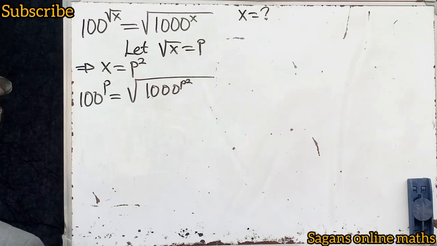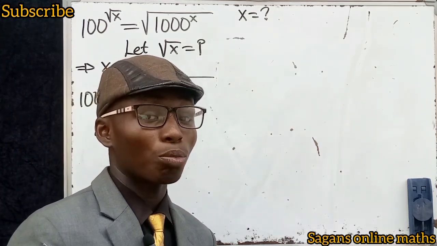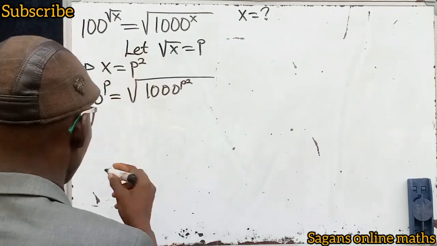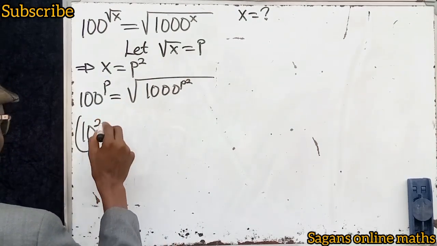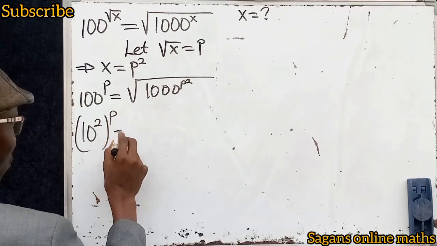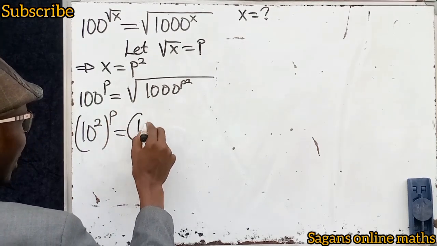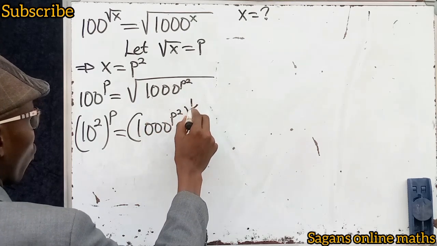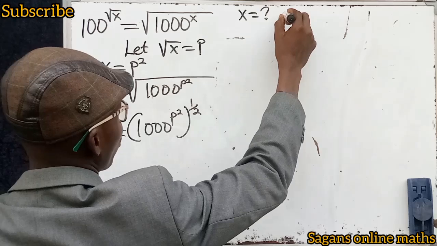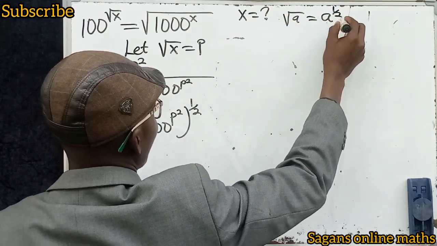Now also let's put this 100 in index form. Remember that 100 in index form simply means 10 times 10, which is 10 raised to the power of 2. That means this now is 10 to the power of 2, all to the power of p, equals, we can obey the properties of indices here, 1000 to the power of p square, or to the power of 1 over 2. Remember that square root of a is equal to a to the power of 1 over 2.